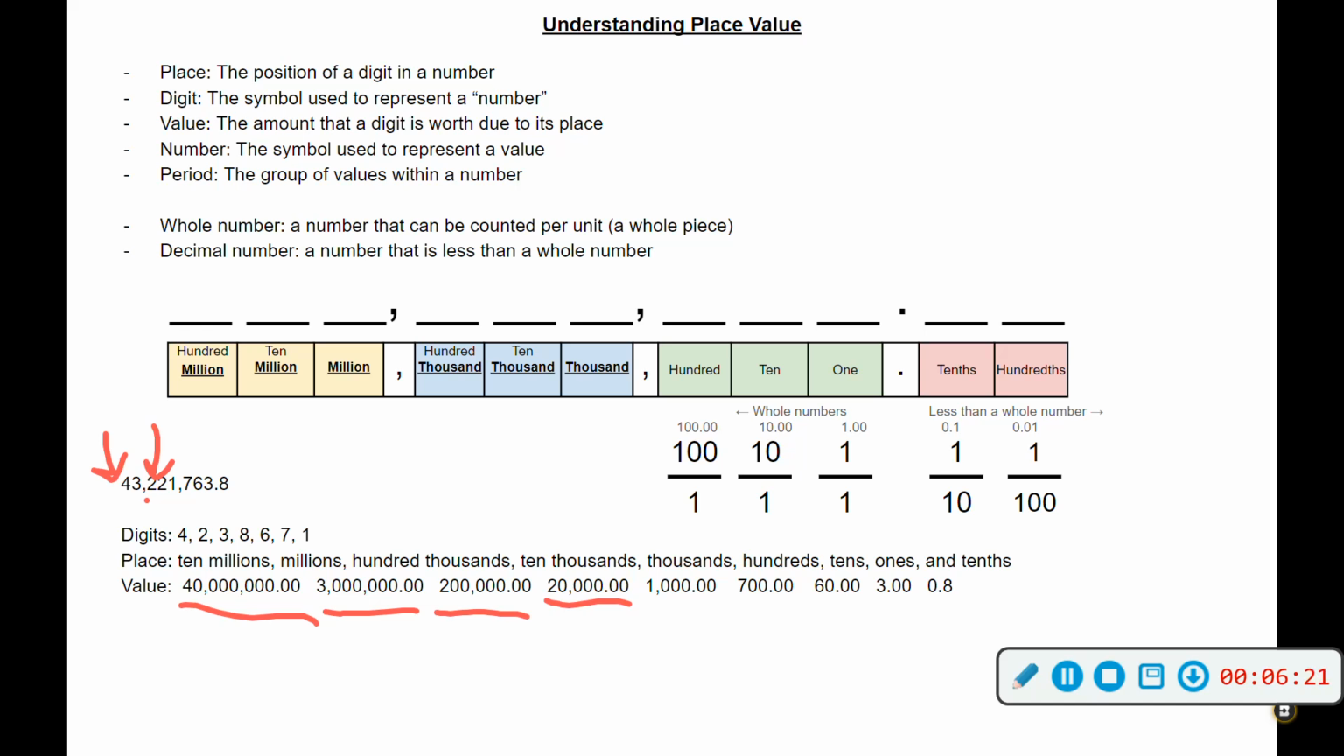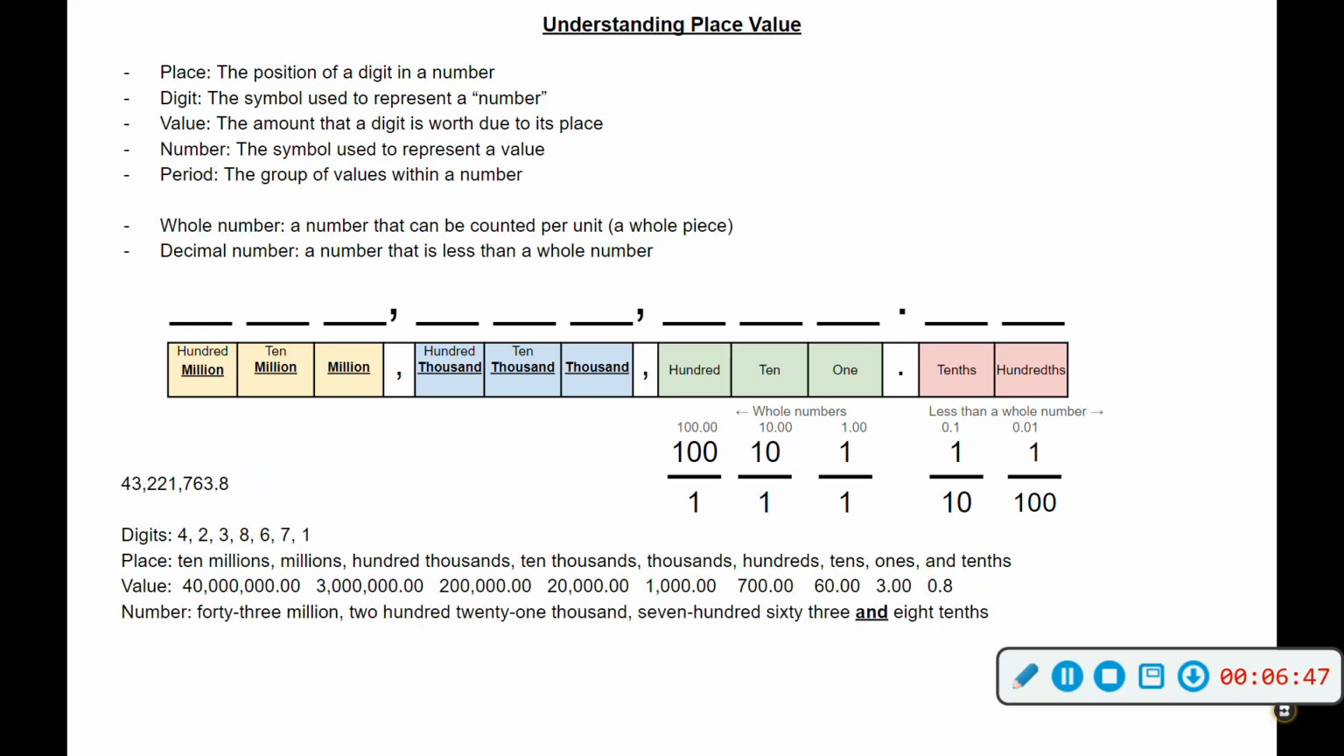I then see that the 1 is in the thousands place, which is worth a value of 1,000. And then I also have a 7 in the hundreds, so that's 700. I also have a 6 in the tens, that's 60. I also have a 3 in the ones, that's worth 3. And then I have an 8 in the tenths, which is less than a whole number. So I have 8 out of the 10 pieces that could fit there. We call that 8 tenths.